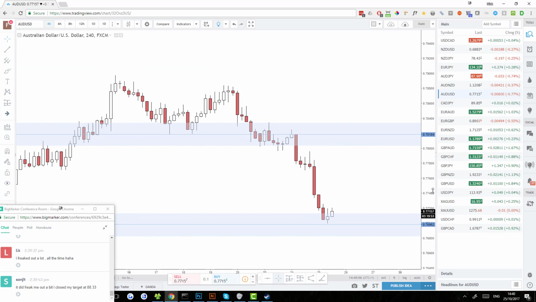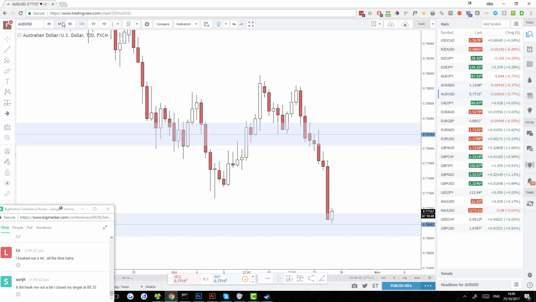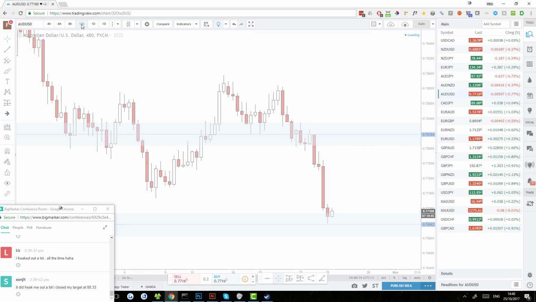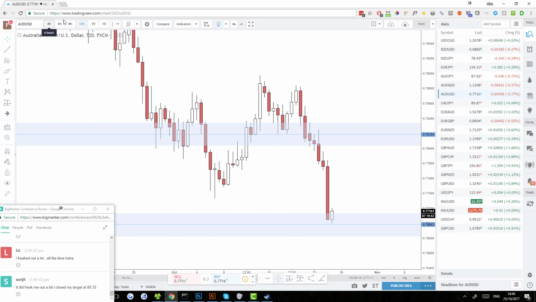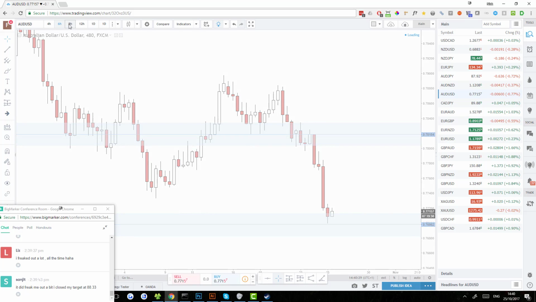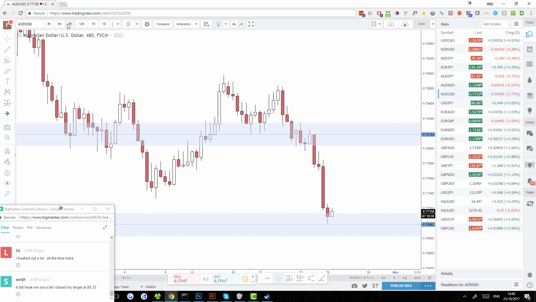AUDUSD, ooh, 4 hour. I'm not a big fan of the 4 hour anymore. I used to love the 4 hour, but it was really good, the 4 hour chart and the 3 hour chart too. Back in 2014, when the markets were moving so slowly, where you just couldn't really get any significant moves on the daily. But these days, I tend to stick to 6 hour and above.